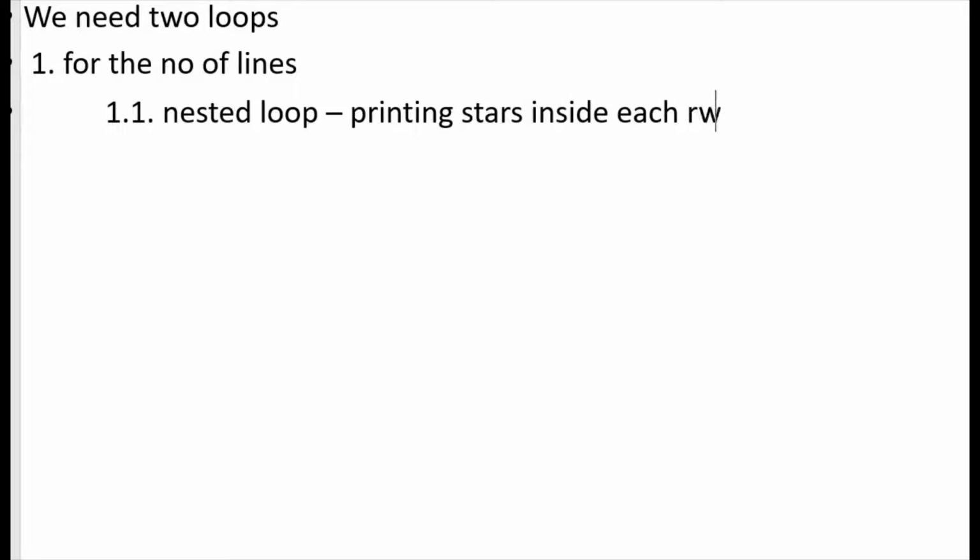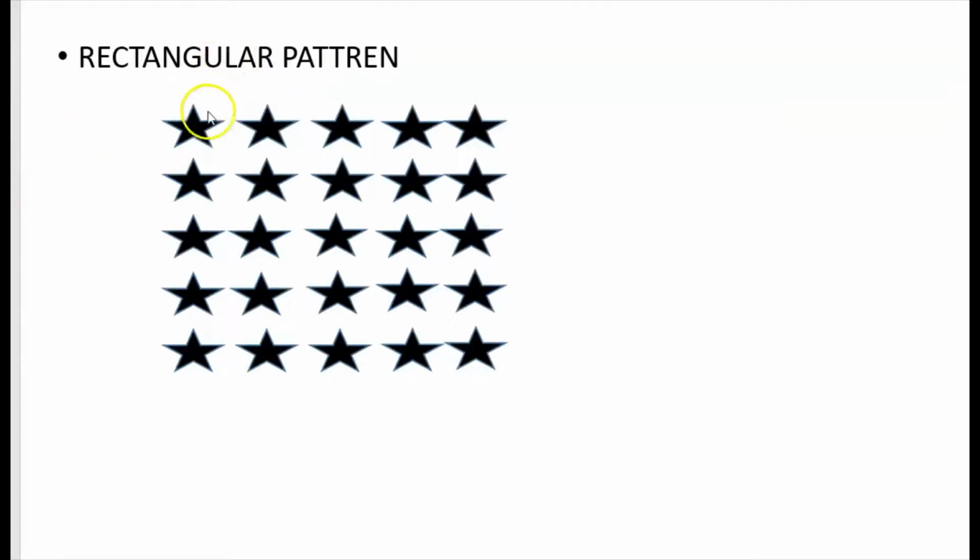For the rows we need a loop, and inside this loop we need a nested loop. That is, in each row we need to print 5 stars using the nested loop. The second one is the nested loop, that is for printing stars inside each row. So we need 2 loops. The first one is for the number of lines, 1, 2, 3, 4, 5 lines, and in each line we need to print 1, 2, 3, 4, 5 stars.